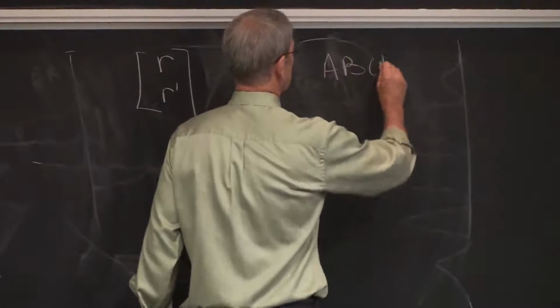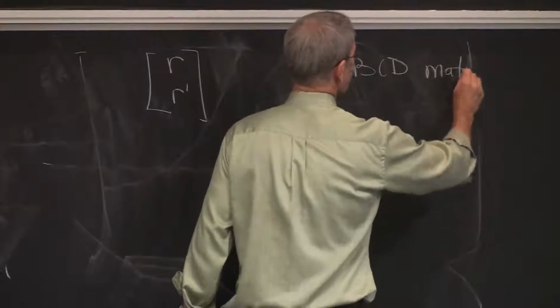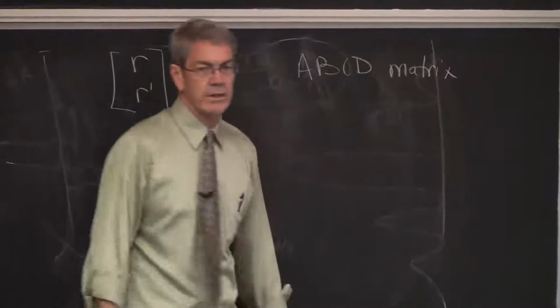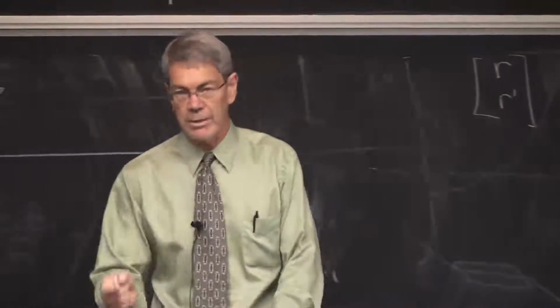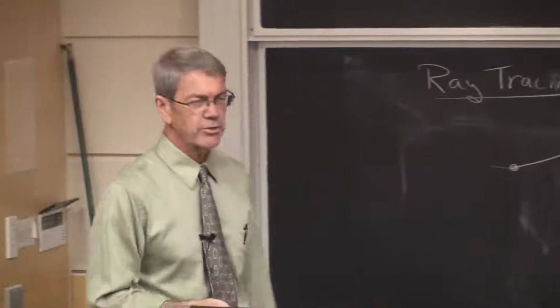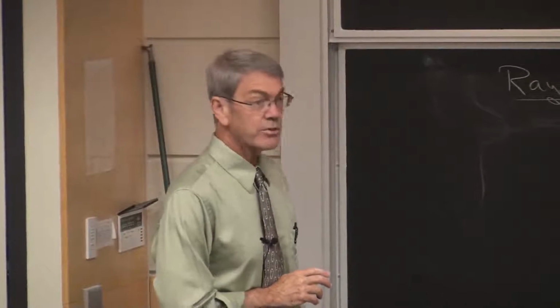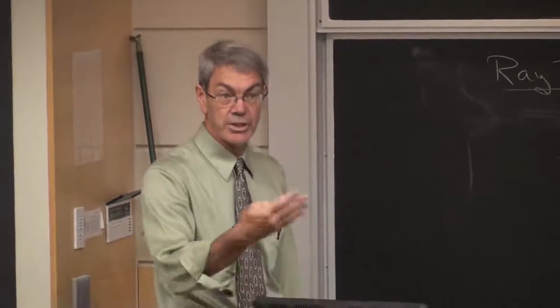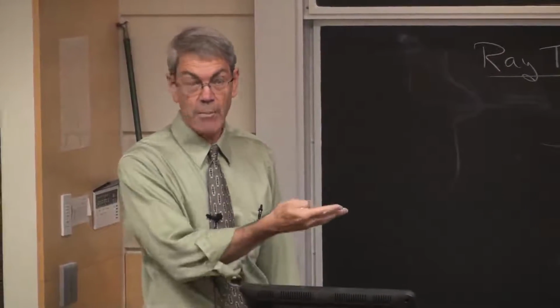If you've ever taken an optics course, a classic optics course, you'll see ABCD matrices. They're used all over the place for lens design and stuff. So we're going to use a form of them. So the next thing we want to do is develop some ABCD matrices to describe how these rays propagate.